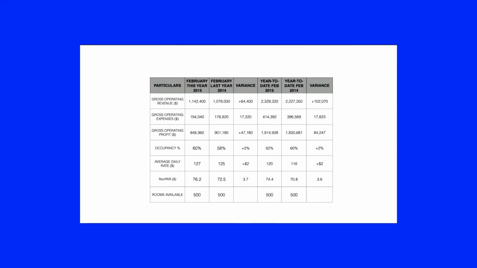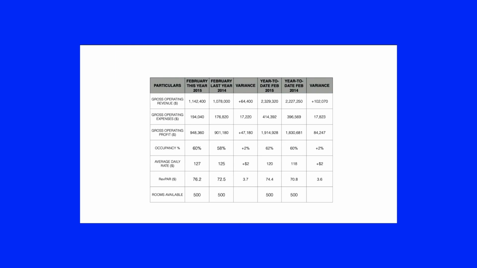Assume that we have just completed February 2015 month. So the current month this year, 2015, here is the performance for the month of February and for the corresponding month last year. The year to date February 2015 is, however, different. It takes into account the performance of 2 months, January and February 2015, and correspondingly for the last year.